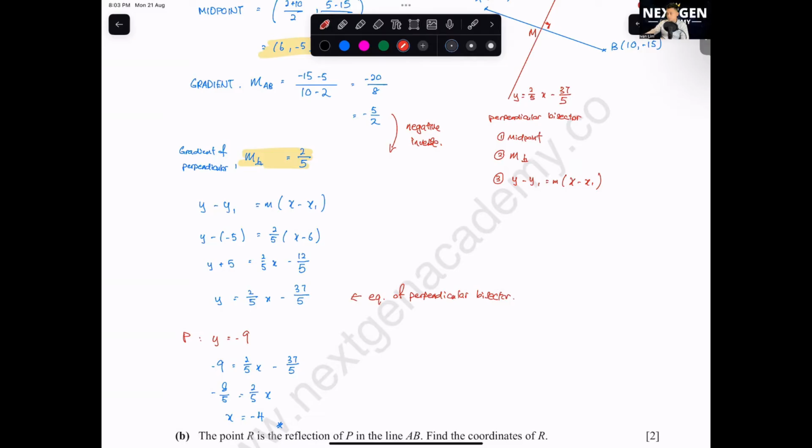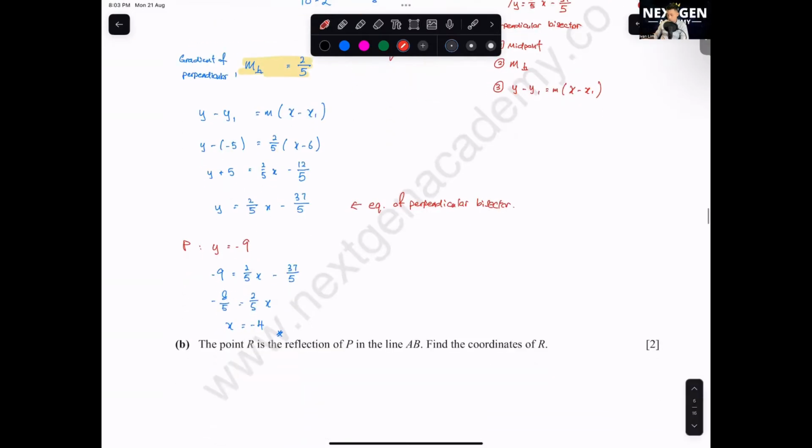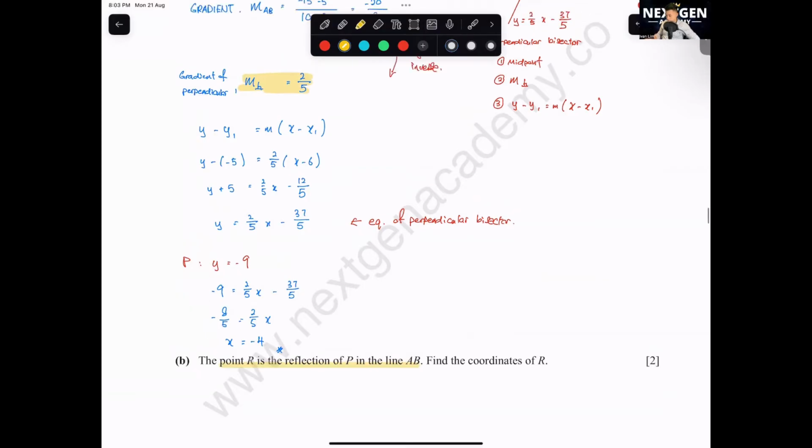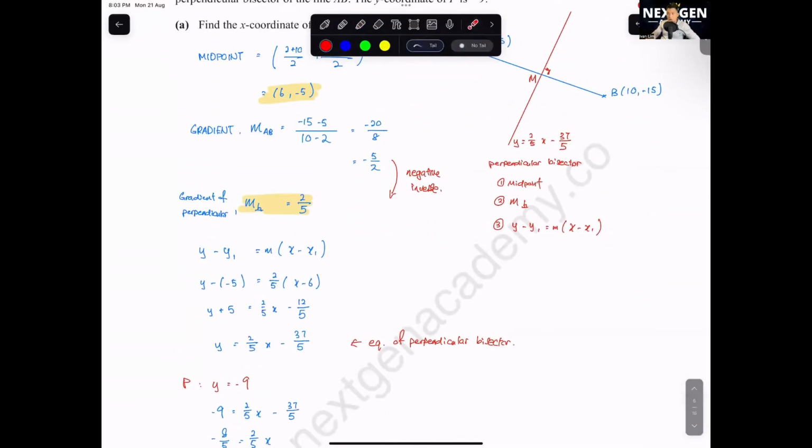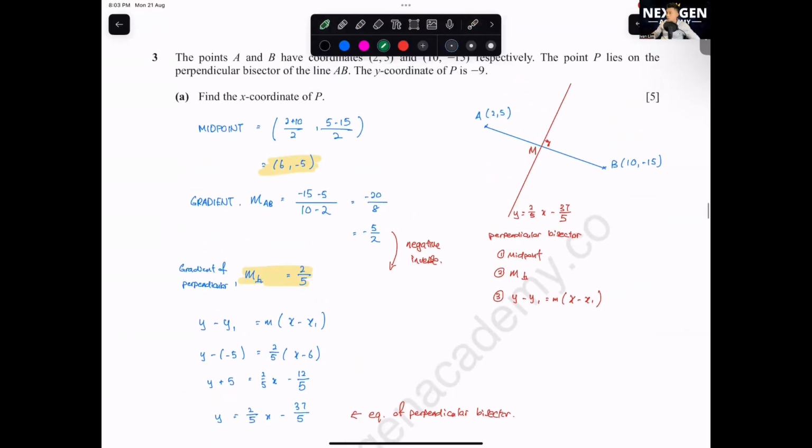Next one. This question is actually quite common. The way they word it, I know a lot of students get stuck, even though it's just 2 marks. They say here, the point R is the reflection of P in the line AB. Find the coordinates of R. We roughly sketch where R is first. Where do you think is R? They say R is negative 4, negative 9, right? Let's maybe put it around here.